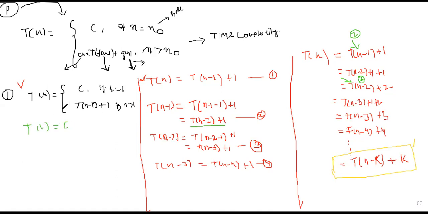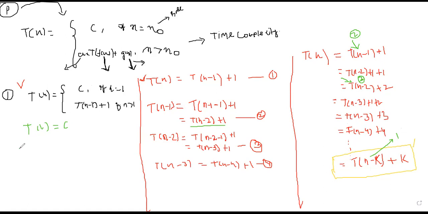This is given. Again, when n equal to 1, it will take constant amount of time. That means T of 1 equal to 1. So when it reaches the final stage, what is the value of this one? It will be 1. Okay. Dividing the problem, finally what will happen? Now this will be 1. That means I have to make T of n minus k equal to 1.